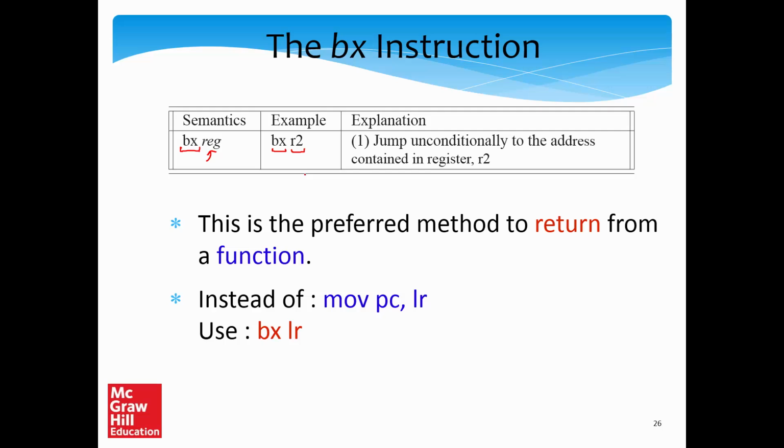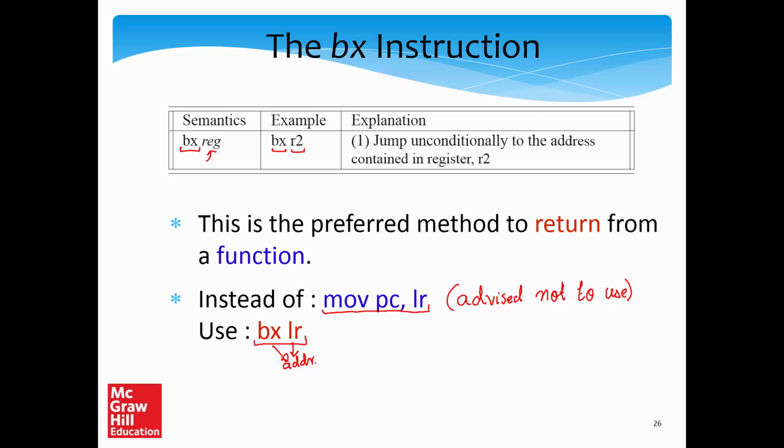So nowadays this is the preferred method to return from a function, and we actually don't use move PC, LR. I mean, we are advised not to use this. So let me write it over here. Advised not to use. Well, this should be used in variants of ARM processors that do not provide the BX instruction. But if the BX instruction is provided, which is the case in at least most ARM processors, what we are supposed to do is BX LR, which basically means that take the address that is there inside the link register and jump to it.